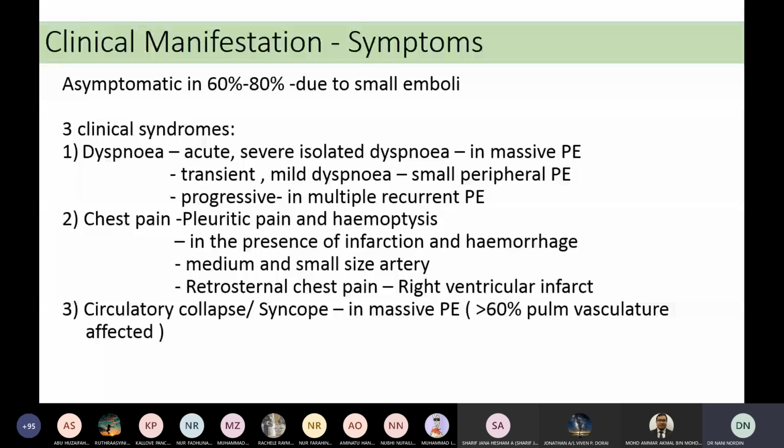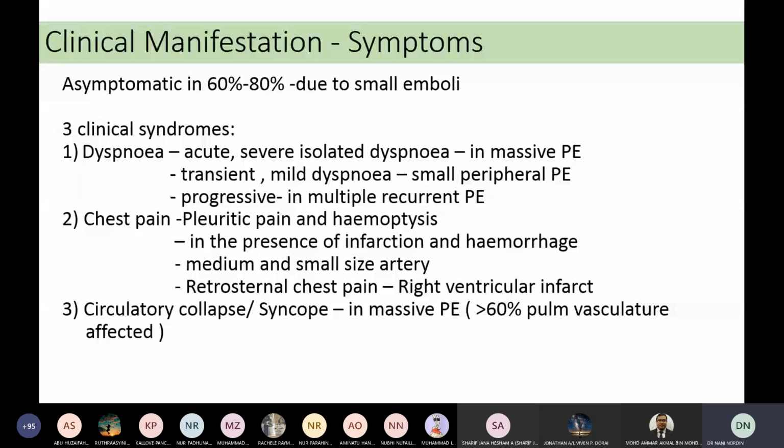Chest pain. What kind of chest pain do they have? They can have pleuritic chest pain, because of irritation to that area of the lung. Usually it occurs when there is infarction and hemorrhage. When there's infarction and hemorrhage, you will tend to have chest pain.